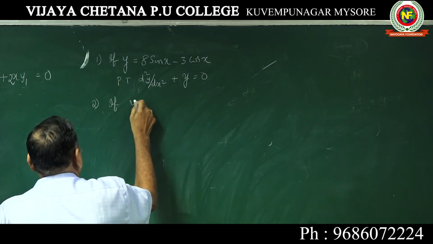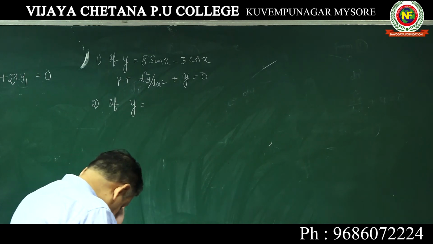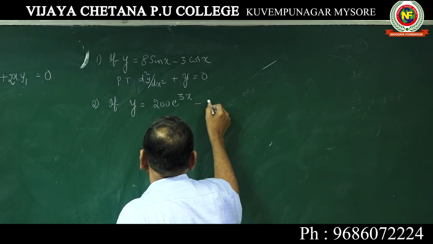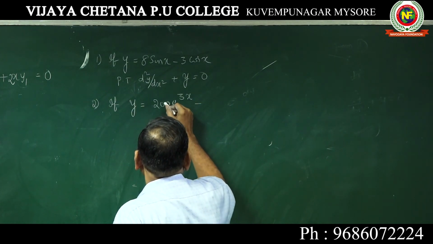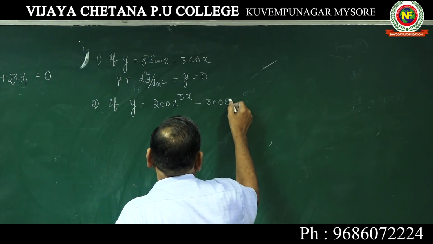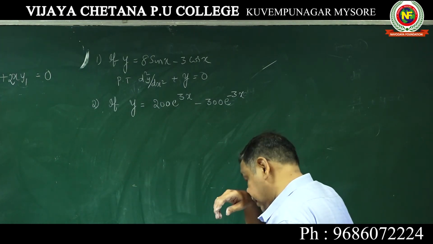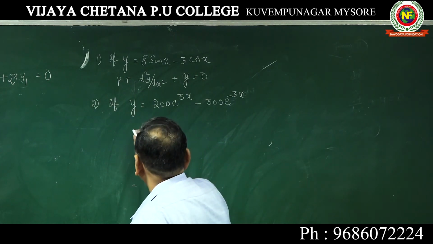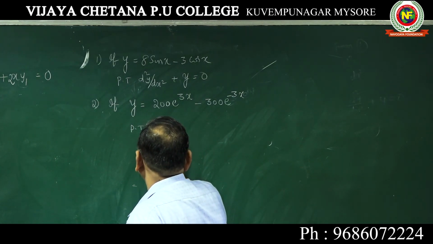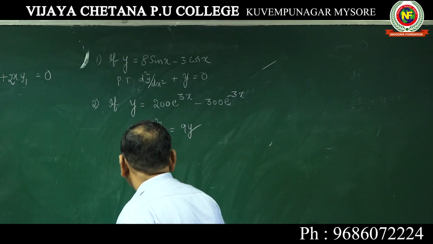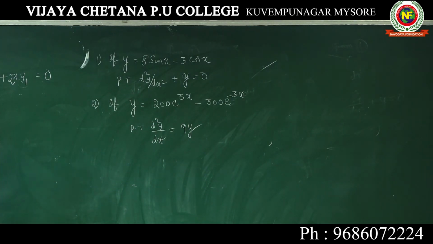Second one. If y is equal to 200 e to the power of 3x minus 300 e to the power of minus 3x, prove that d square y over dx square is equal to 9y.